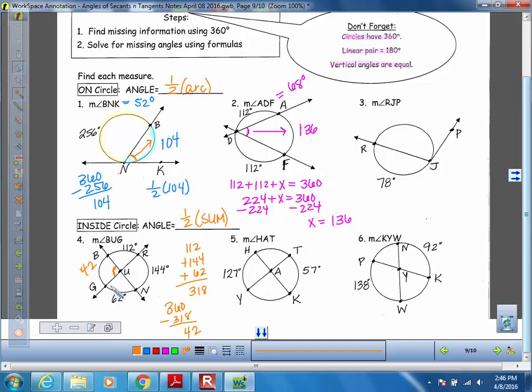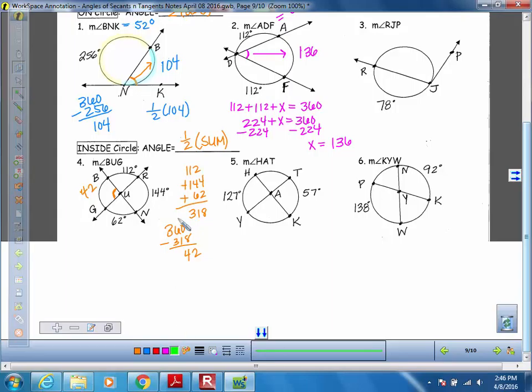So if this is 42, what are we actually adding together? What 2 arc measures? 42 and 144. So we're doing 1/2 of 42 plus 144. We don't actually need 62 or 112 because they're not opposite of this angle measure. So when we add that, that gives us 1/2 of 186, and half of 186 is 93 degrees.